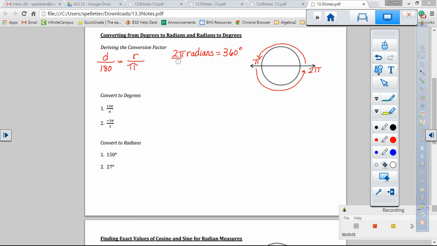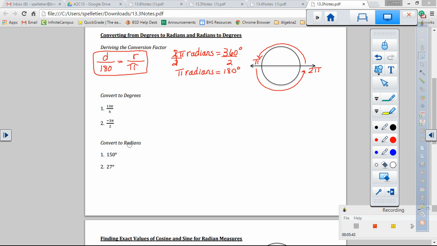To figure out how many pi radians there are in a circle, we divide 360 by 2. We get pi radians is equal to 180 degrees. So for every pi, there are 180 degrees. For every 180 degrees, there is a pi. Thus, this is what we use to convert. Radians over pi is equal to degrees over 180. That is how we derive the formula. Pi radians, 180 degrees.